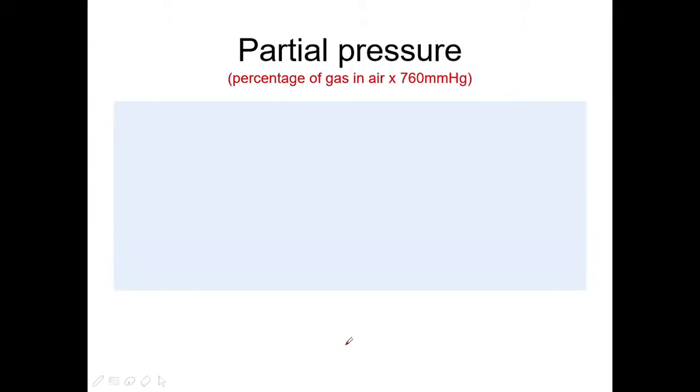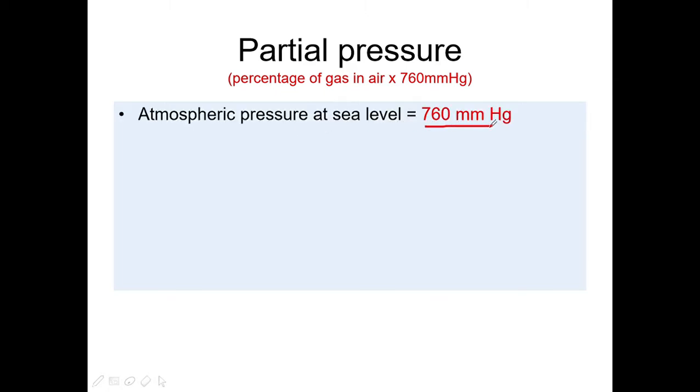Okay, so what is the partial pressure of oxygen and carbon dioxide? Let's find out. The atmospheric pressure at sea level is 760 millimeters of mercury. So to calculate the pressure of a gas in the atmospheric pressure, we can use this formula: the percentage of the gas in the air multiplied by 760 millimeters of mercury.